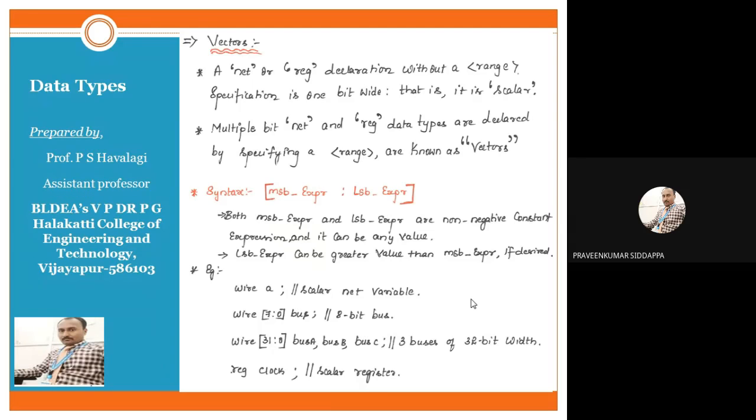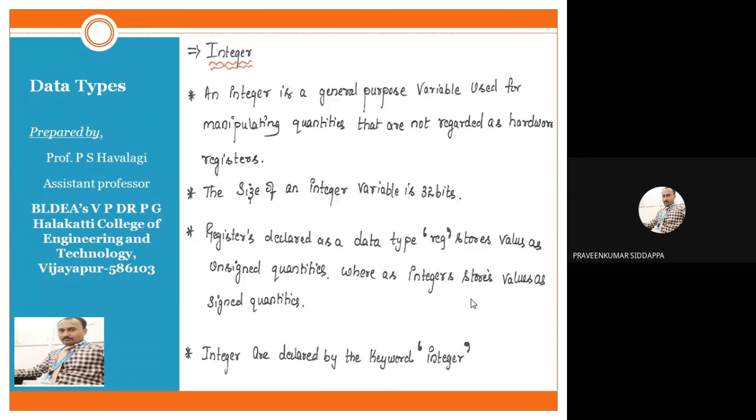Next, reg clock. Clock is a variable, but it is only one bit wide. We are not using any square brackets, so because of that, it should be a scalar. So this one is about vector initialization. Next, we will move to the integer.